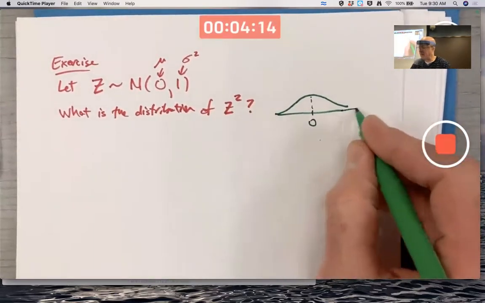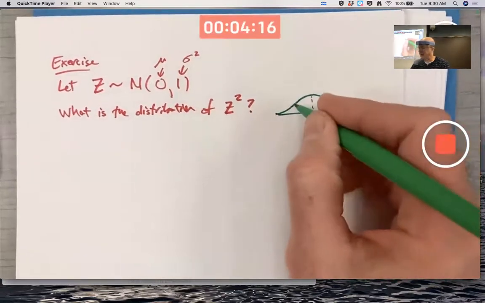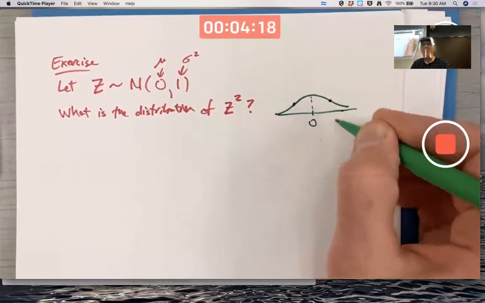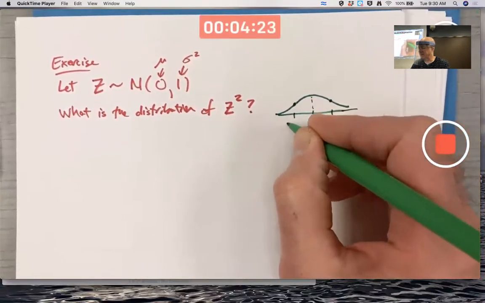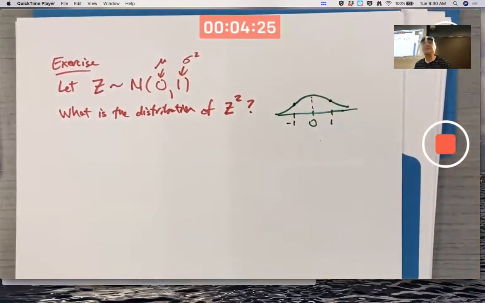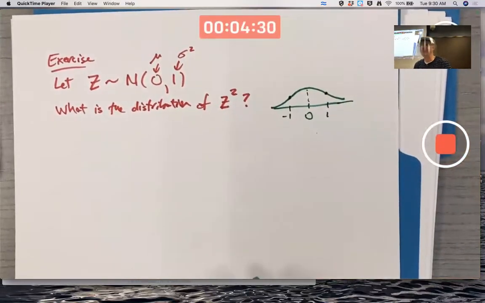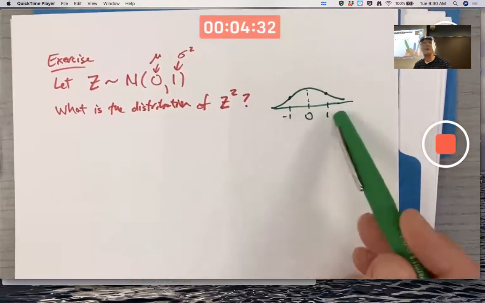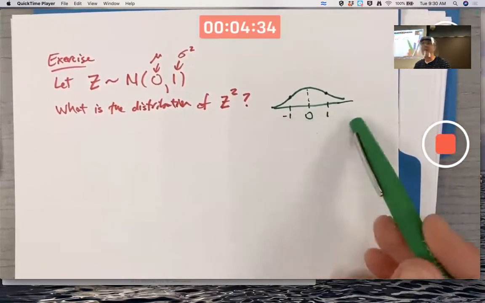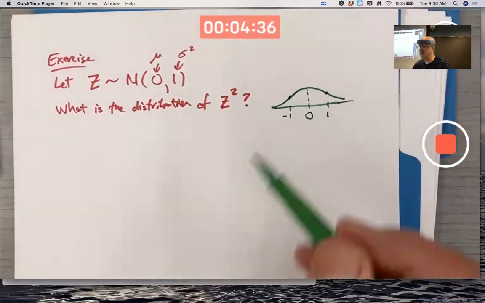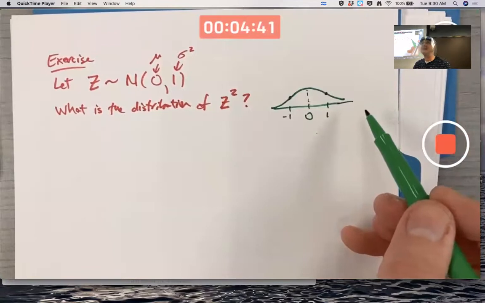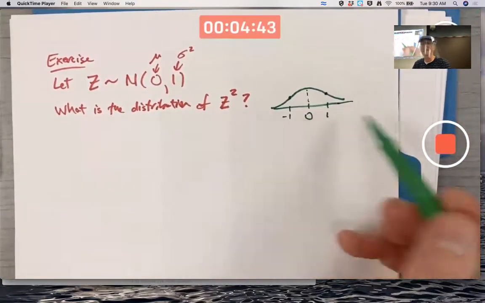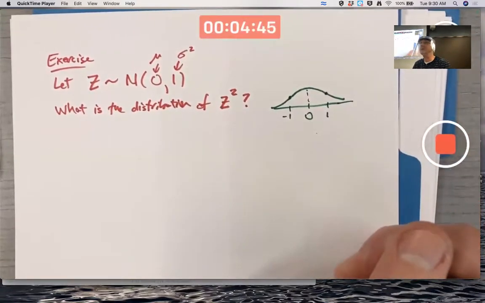And I hope you remember that means the inflection points of this graph are 1 unit away from the mean, so that we'd be at plus or minus 1. You'd also have things like the 68, 95, 99.7 rule. 68% of the area is between -1 and 1. 95% of the area approximately is between -2 and 2, within 2 standard deviations of the mean. About 99.7% is within 3 standard deviations of the mean, between -3 and 3.